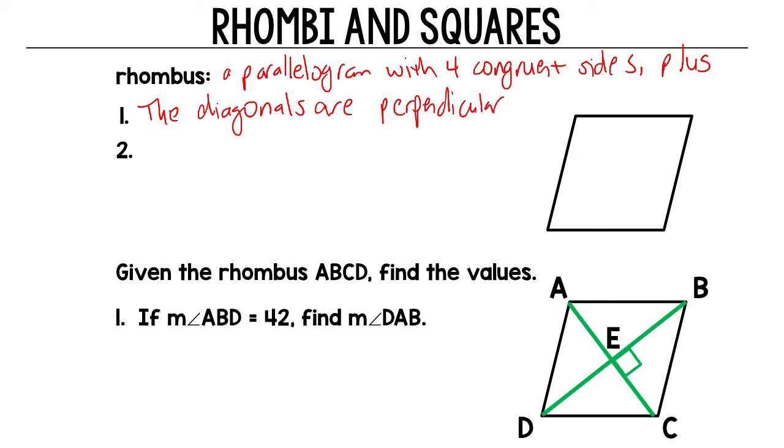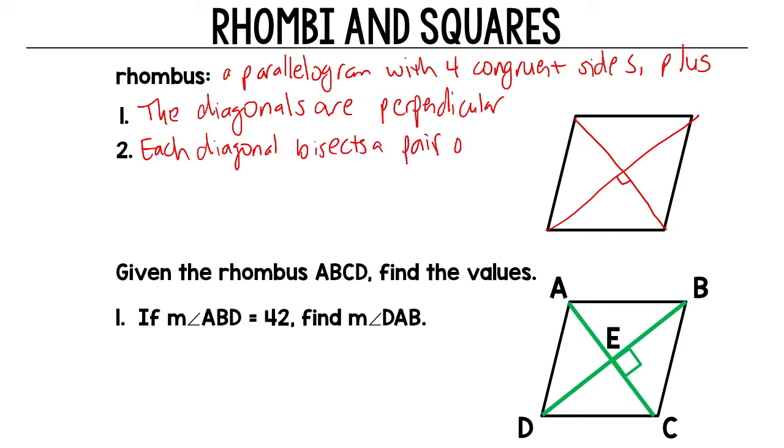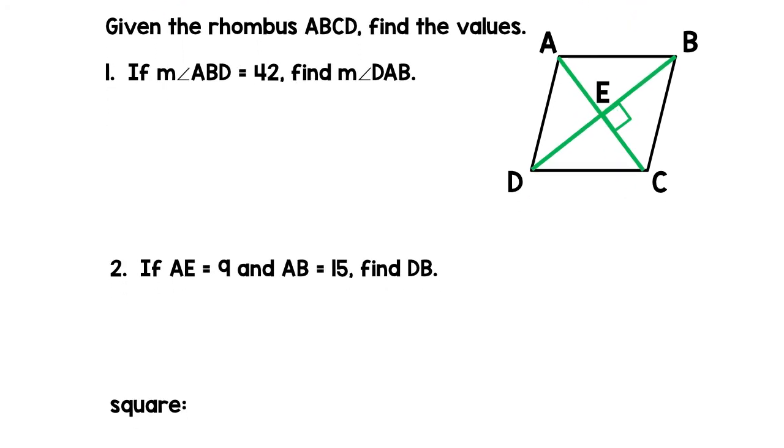So if we draw these lines, they make a 90-degree angle. Number two, each diagonal bisects a pair of opposite angles. And we'll talk about what that means on this problem below.